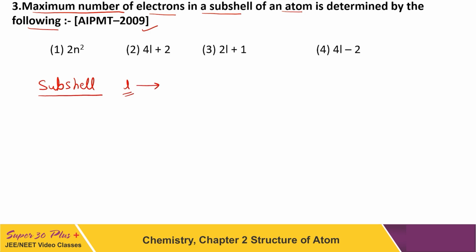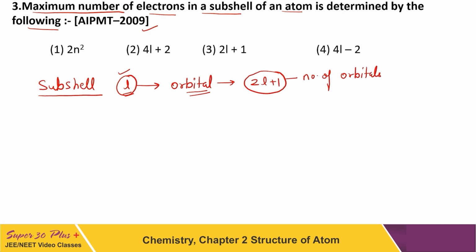How many orbitals do we have? How to calculate the number of orbitals? In order to calculate it, we will use the value of the azimuthal quantum number. If the value of azimuthal quantum number is L, then the number of orbitals will be 2L plus 1. So students, this is equal to the number of orbitals. But this is not the answer to our question.